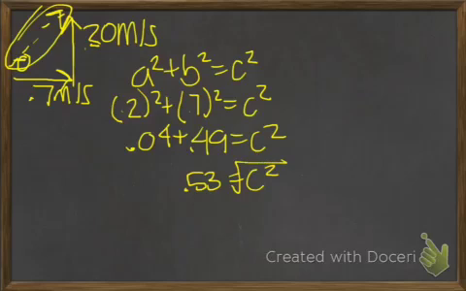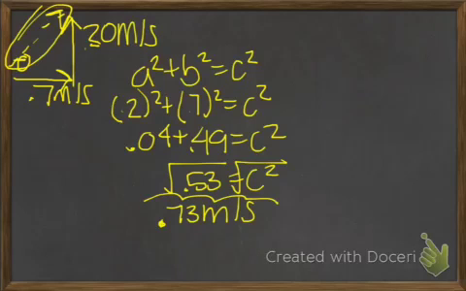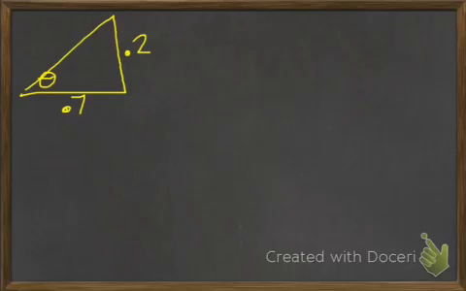Remember to take the square root. And you should get 0.73. And this is meters per second because, again, we're talking about velocities. So our overall velocity that we're traveling is 0.73 meters per second. And that should make sense because it should be more than either of our sides. Okay, so now let's look at how we solve for that angle.